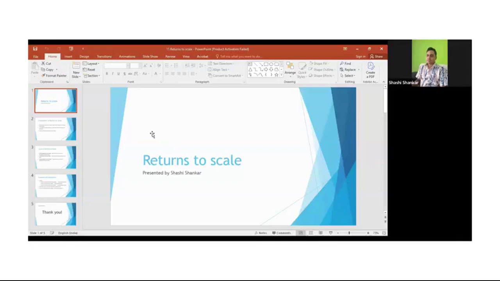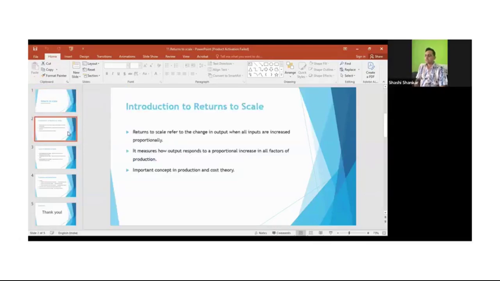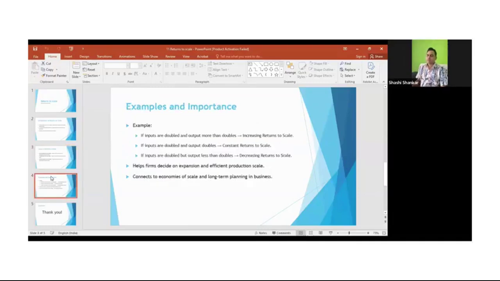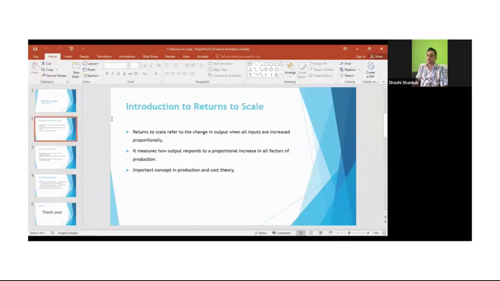Welcome students. Today's topic is returns to scale, in which I'm going to cover the introduction to returns to scale, then types of returns to scale, and post that some examples and the importance of returns to scale. Okay, so to begin with, the introduction.